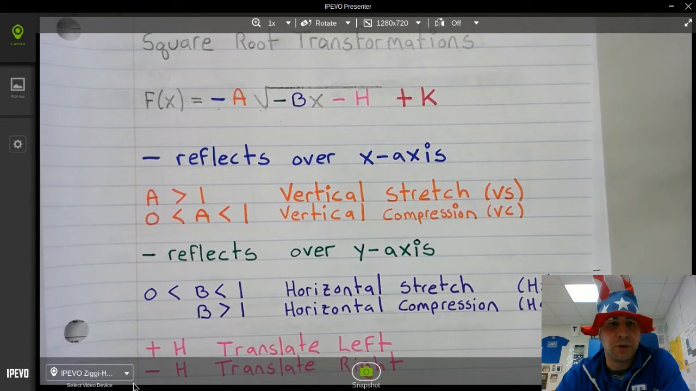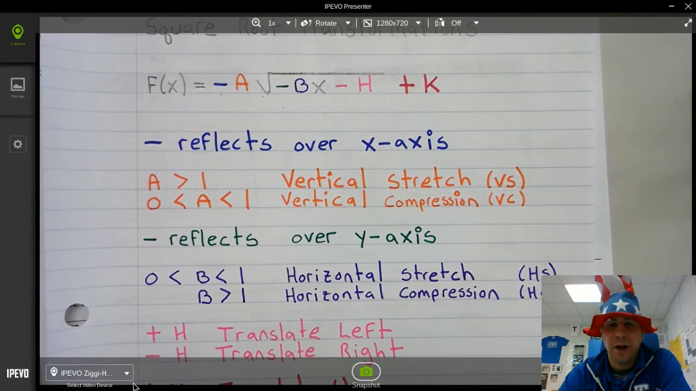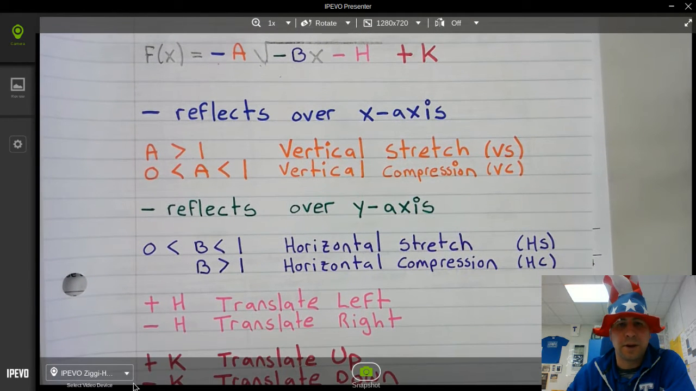And if the number is between 0 and 1, meaning a fraction, it's a vertical compression. Now, the negative in front of the b inside the square root would mean that it reflects over the y-axis. And when the b is between 0 and 1, it's a horizontal stretch. And when b is greater than 1, it's a horizontal compression. So if you would, pause a moment to write those down. And let's look at the next one.